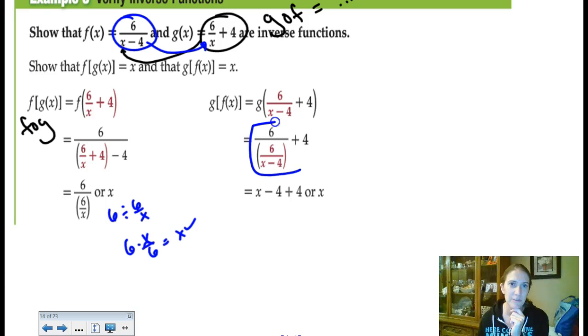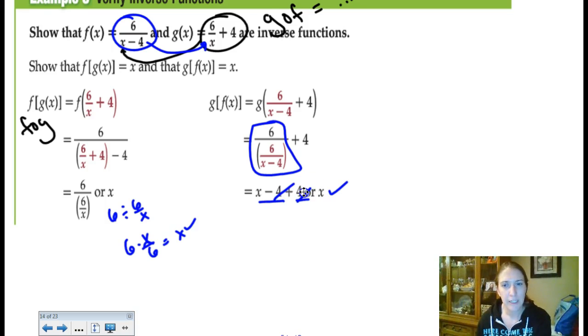They took this division problem and flipped it around to a multiplication problem. The 6's canceled and they ended up with x minus 4 plus 4, which means the 4 is canceled and they got x. I already can hear you guys complaining now. They're like, if it's going to come out to x, why do I even have to go through it? Because this is a proof and a verification that they are inverses.